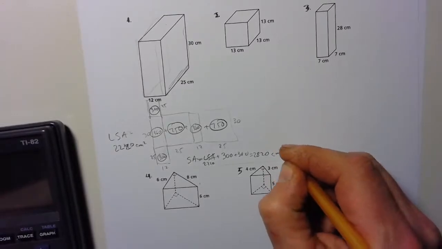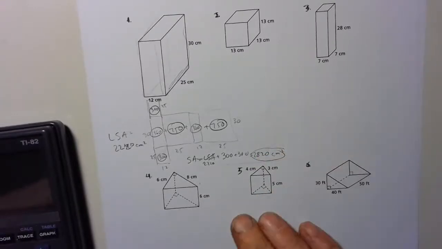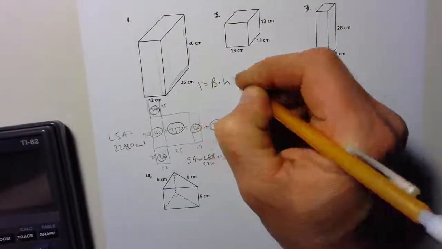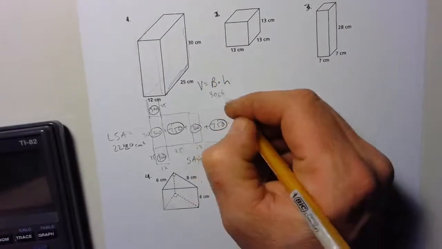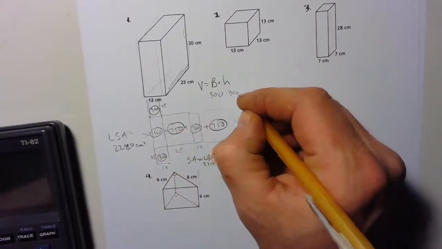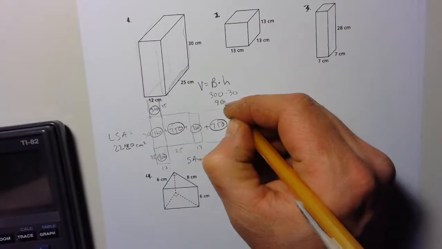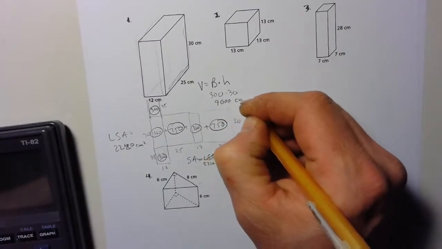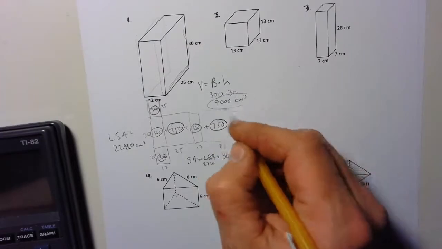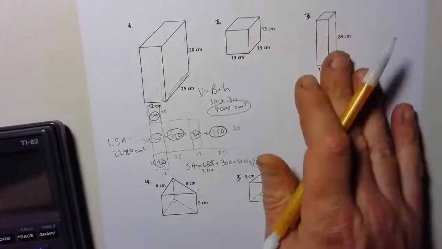Last thing I'm going to do is my volume. And remember, volume is area of the base times height. The area of the base is 300. That's the bottom of the shape. And the height is going to be 30. So that's 9,000 cubic centimeters. Now we have our volume there. I know it didn't say volume originally on there. We're just adding that volume in.